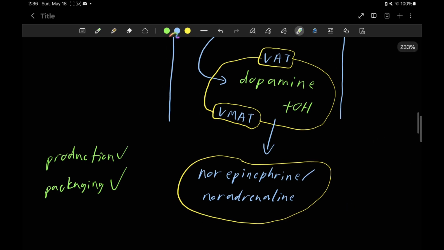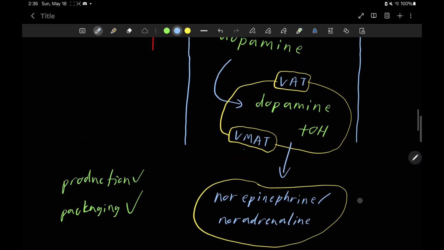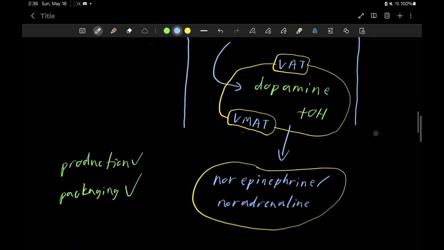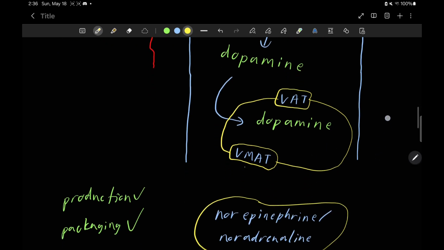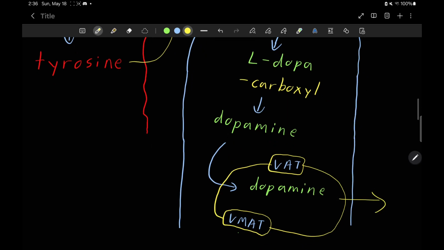Our norepinephrine is packaged, it can be stored until later when it's really needed, and then when it's needed, it can get released from the neuron and go out to produce responses. But one thing to consider is the question of when this catecholamine pathway stops here at dopamine, and when it continues on to produce norepinephrine. Because some neurons stop here. After you produce dopamine, you don't add a hydroxyl group. You don't go on to norepinephrine. You just stop here, dopamine is stored, and then eventually dopamine gets released and produces responses.